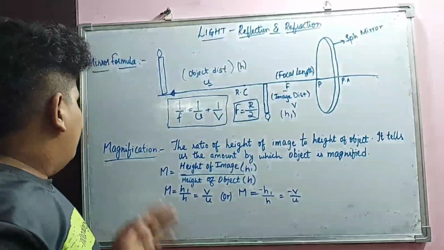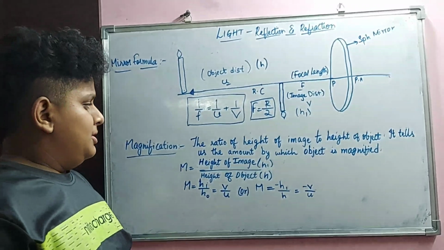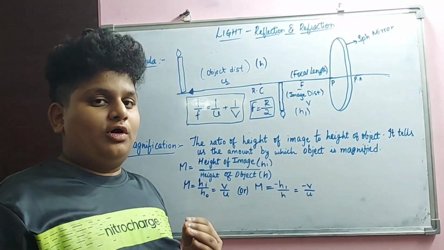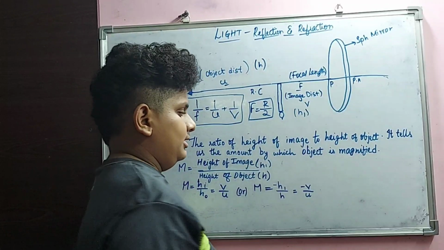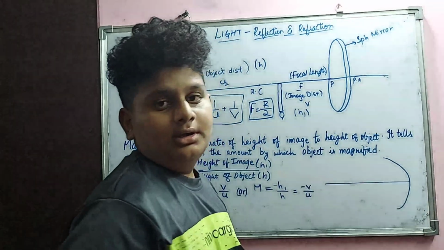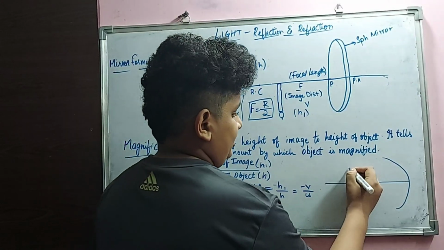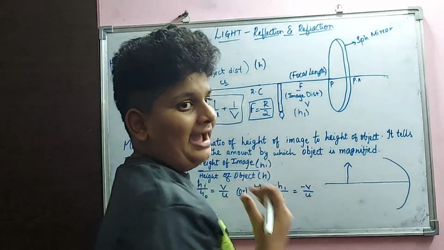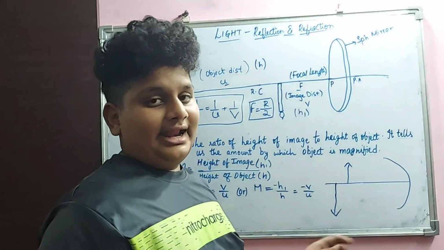Now let us see what magnification is. Before getting into this, let's see some ray diagrams of concave and convex mirrors. Let's see the concave mirror first. Here is the principal axis and this is the concave mirror. If the image is enlarged, how will it be? If we take the object here, and the image is enlarged, it will be behind the object. Then it will be here. It is enlarged now. Let's see the ray diagram for this.